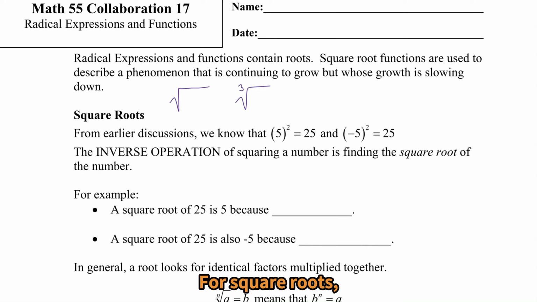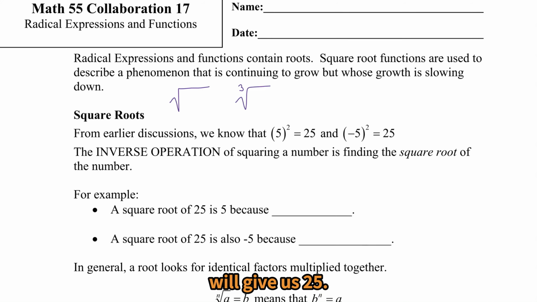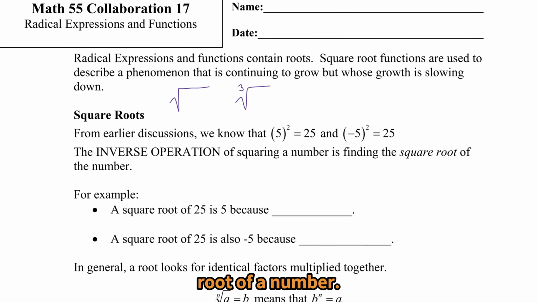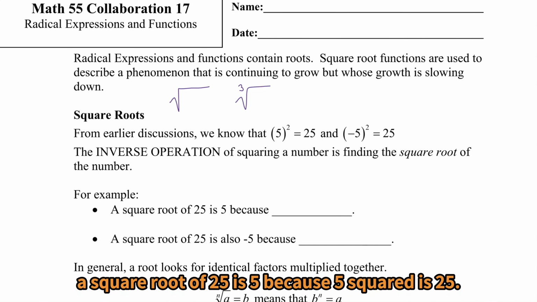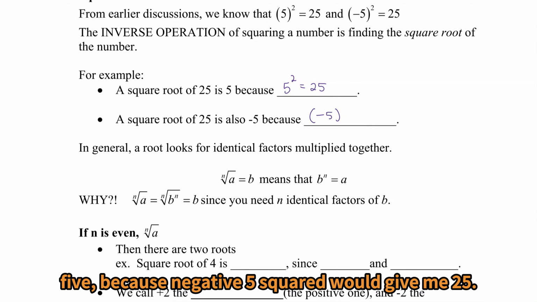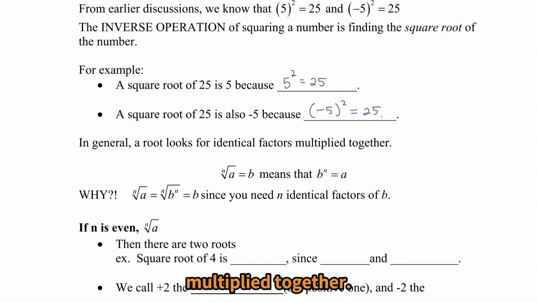For square roots, we've talked before that if we have 5 squared, we'll get 25, or negative 5 squared will give us 25. So the inverse operation of squaring a number is to find the square root of a number. For example, a square root of 25 is 5 because 5 squared is 25. A square root of 25 is also negative 5 because negative 5 squared would give me 25. In general, a root looks for identical factors multiplied together.